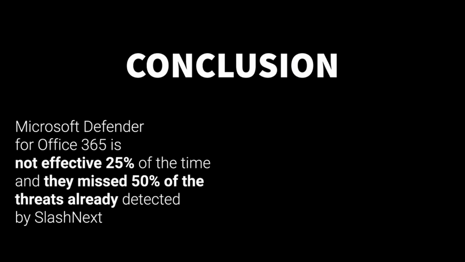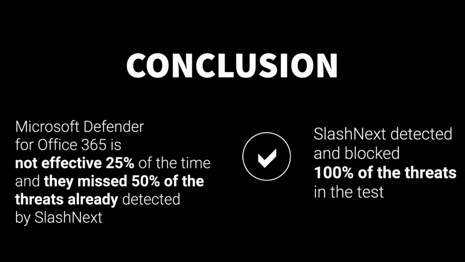In conclusion, Microsoft Defender for Office 365 is not effective against phishing attacks 25% of the time, and they missed 50% of the threats already detected by SlashNext. In addition, SlashNext's performance was superior by detecting and blocking 100% of the threats tested.